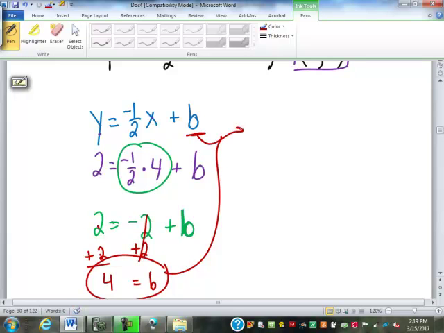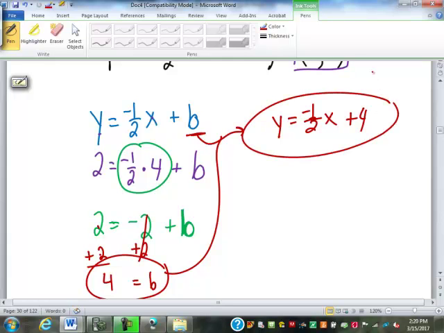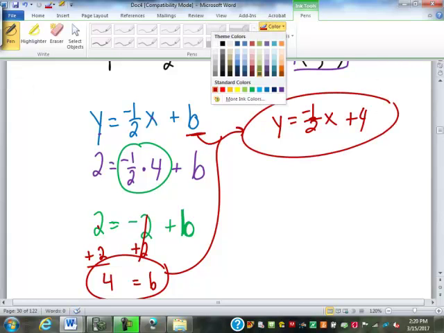So I come up here and replace that b with 4. So y equals -1/2 x. B is a positive 4, so that's plus 4. So y equals -1/2 x plus 4.